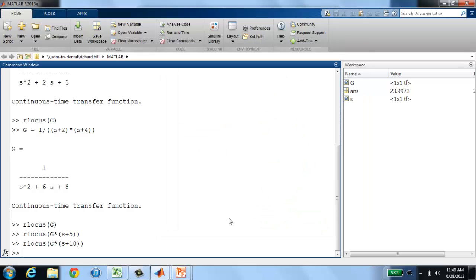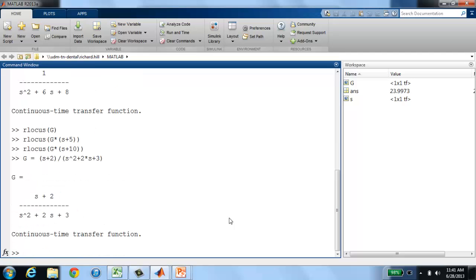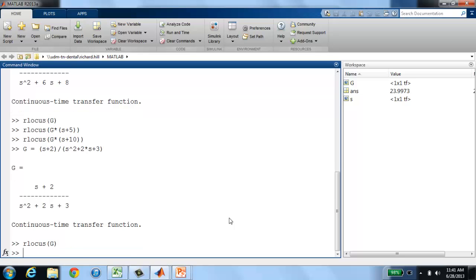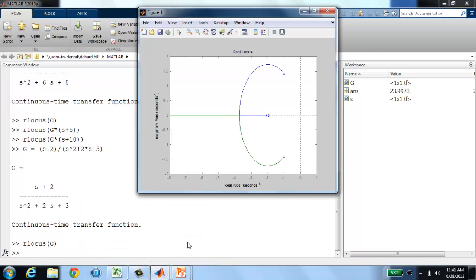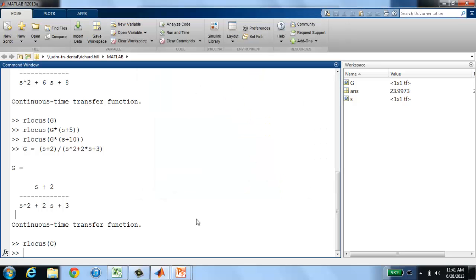Another command that can be helpful is the rlocfind command. So before we call this command, let's go ahead and go back to the original transfer function we had from the first example and draw the root locus for that. For that system, if you recall, it looks like that. And then we'll call the rlocfind command. And on the left hand side, we give two outputs, K and P. And on the right hand side, we have the command rlocfind, where we give as an argument the open loop transfer function that we want to draw the root locus for.